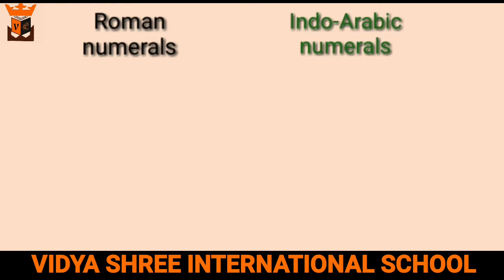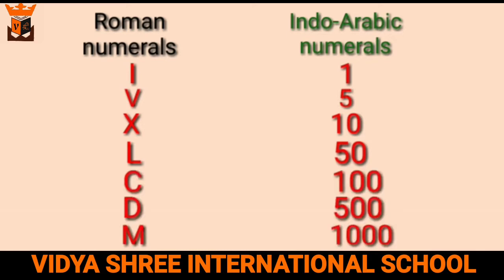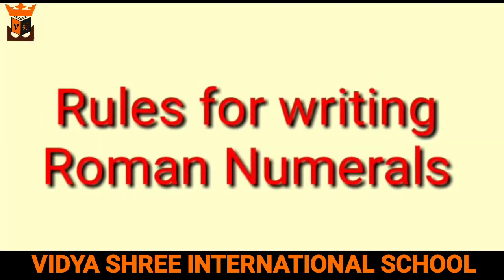Some basic Roman numerals and their Indo-Arabic equivalents are: I stands for 1, V stands for 5, X stands for 10, L stands for 50, C stands for 100, D stands for 500 and M stands for 1000. Rules for writing Roman numerals.